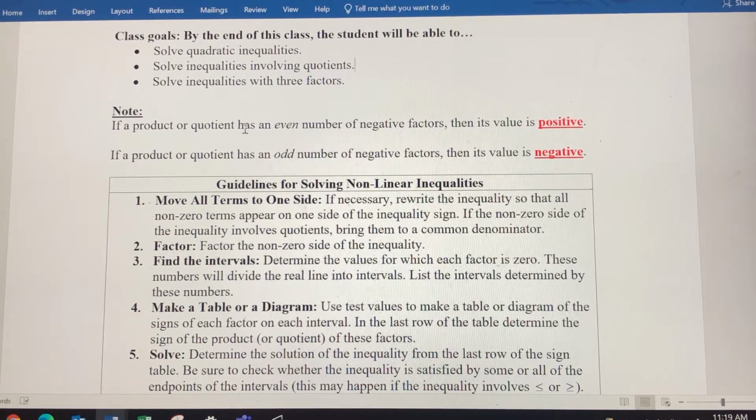First off, if a product or quotient has an even number of negative factors, then the value is going to be positive. That's important to know here. If a product or quotient has an odd number of negative factors, then that value will be negative. Okay, this is going to be extremely important when we're doing part 4 of these guidelines for solving nonlinear inequalities.